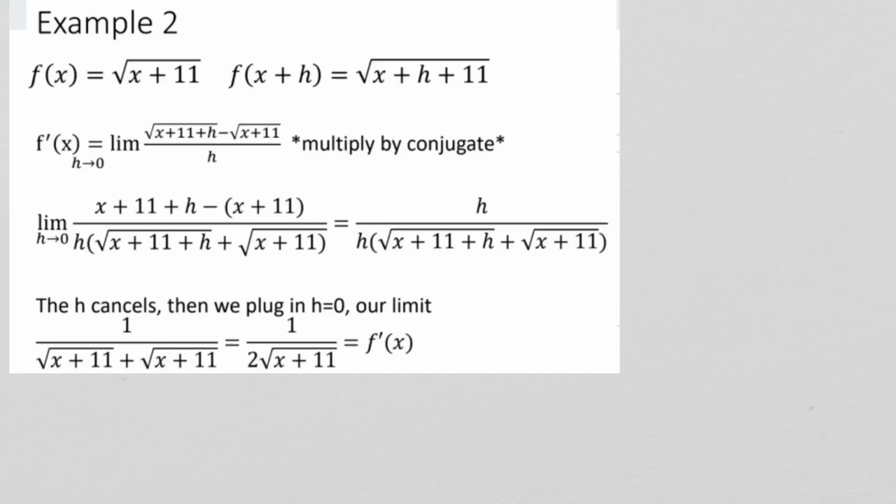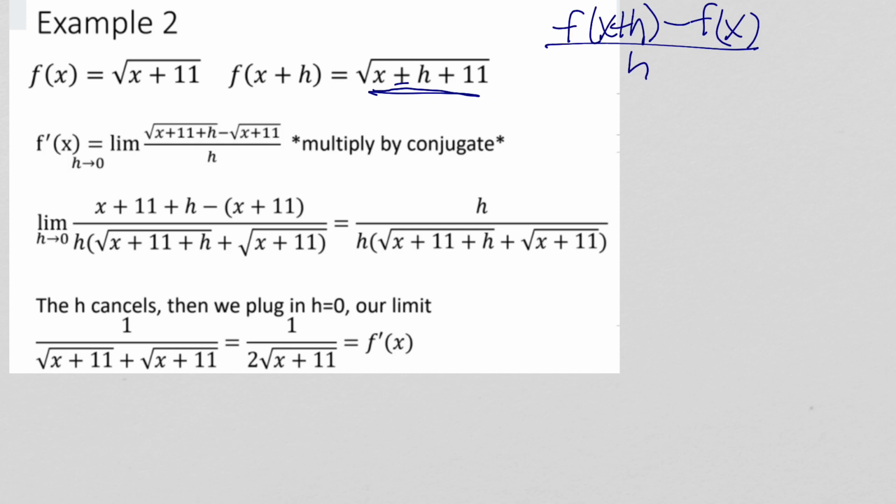All right, let's try one more example. Let's do the one with the square root of x plus 11. So I'm going to use that general derivative formula. I need f of x plus h minus f of x, all over h, right? So let's do f of x plus h. So here is what f of x plus h is. I'm just replacing the x with x plus h, keeping the plus 11.